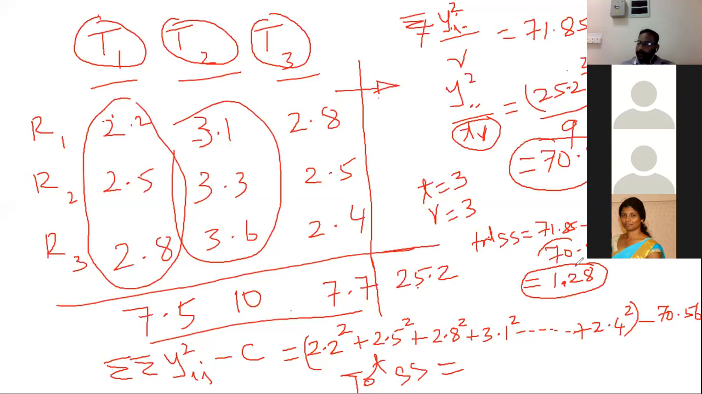72.24. Okay, somebody said 72.24 minus 70.56. Is that correct? So this is the addition of all the squares, isn't it? So what is the final total sums of square value? 1.68. Right. So keep these two in mind. This is 1.68 and this is 1.28.